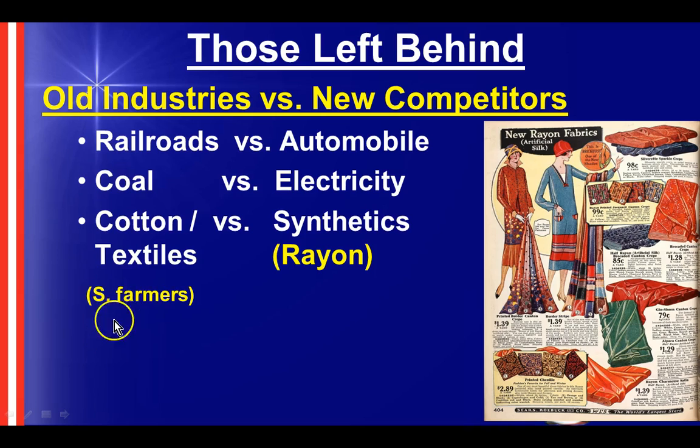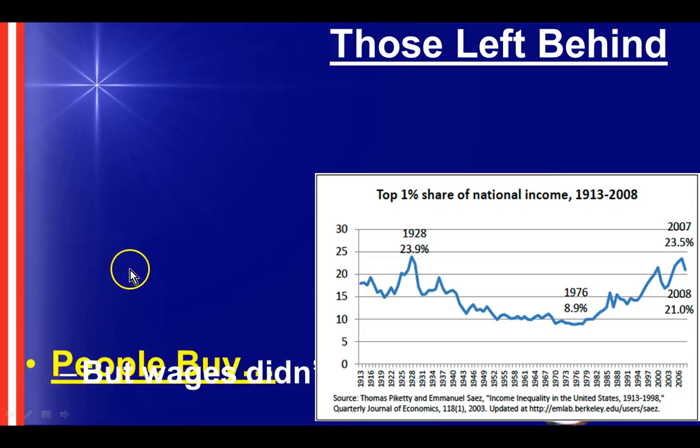Cotton and textiles, the southern farmers here are going to be hurt in this economy by new developments in synthetic type materials. Rayon, light, cool, very durable, very tough. Women's apparel of all types and even shoes made from this stuff. Not great for southern cotton farmers, sharecroppers who are suffering anyway.